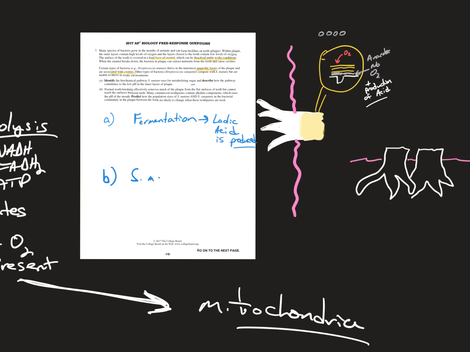As mutans decreases, notice I labeled them, S. sanguinis increases in the less acidic environment. That's it. Those are your two answers. I think that would satisfy me, and I think that would satisfy them.